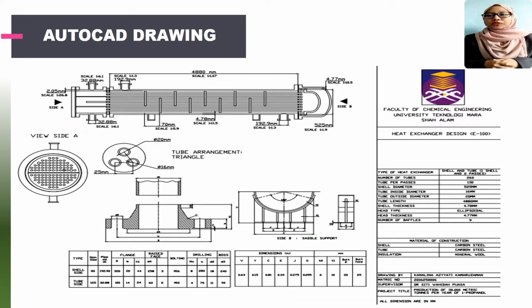The minimum wall thickness for the shell side is 4.78 mm and for the tube side is 2.05 mm. So this is my AutoCAD drawing for heat exchanger E100. This is a shell and tube type of heat exchanger with an ellipsoidal head, saddle support, and welding neck flange. The baffle type is 25% cut with a diameter of 521.8 mm, with 9 baffles. Then I will pass to the next presenter.